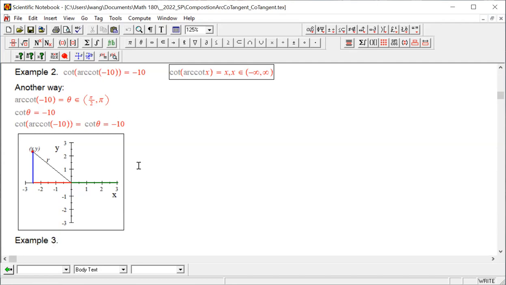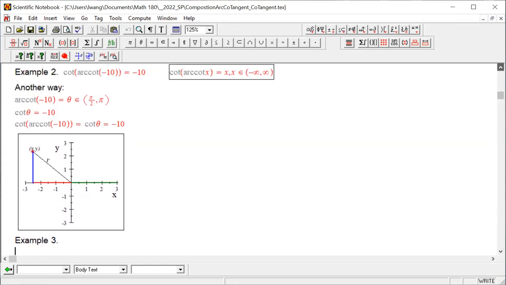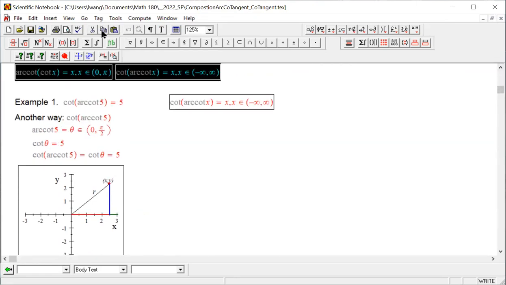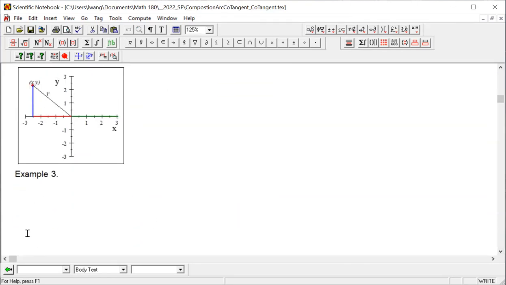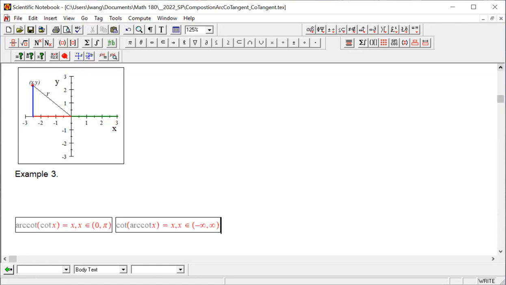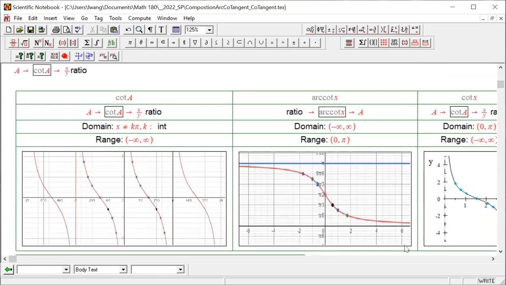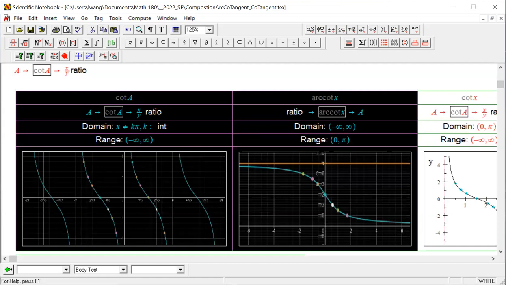Example 3, okay? So I got a bunch of examples here prepared. Let's look at this one. I'm going to bring my shortcuts with me. Where are my shortcuts? Right, and I have all the information I need. What else information do you think we need? We need to know the domain and range, and in particular, these two pieces of information.